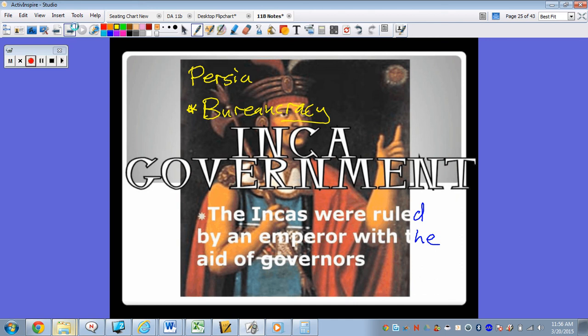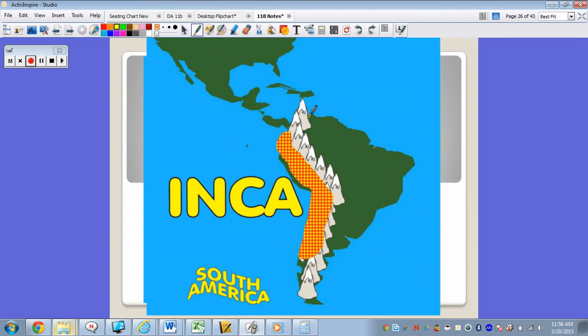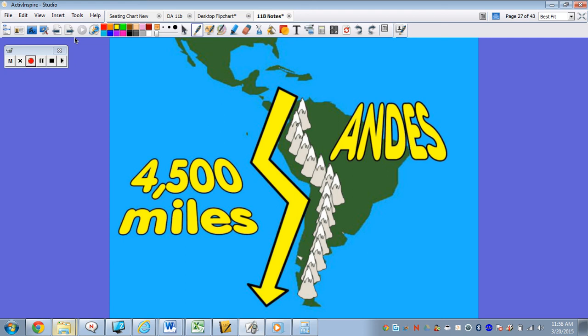Alright? Now, the Incans have a lot of territory. It's actually 4,500 miles long, the Incan Empire, which, just to give you an idea, guys, it's 3,000 miles, roughly, between Washington, D.C. and Los Angeles. So you could fly all the way across the United States and halfway back, and that's how long the Incan Empire is at this time.